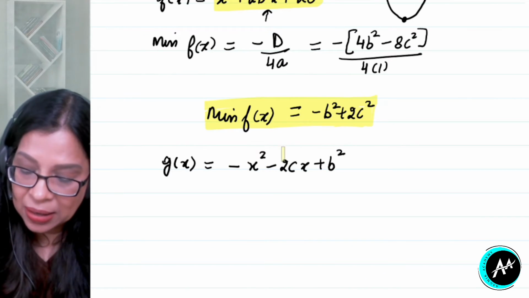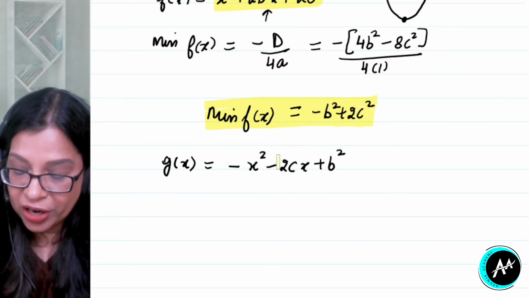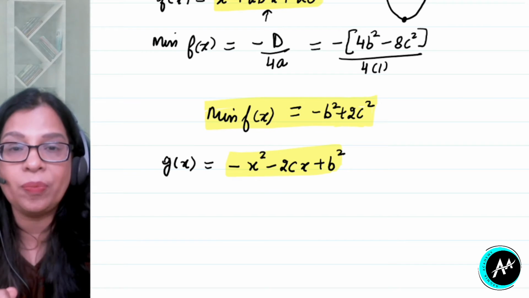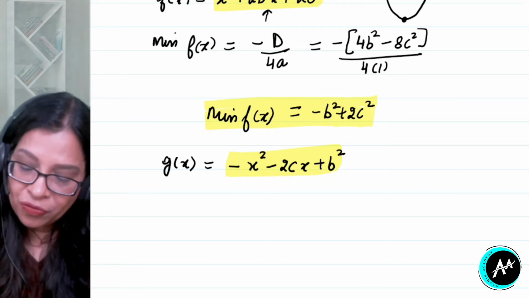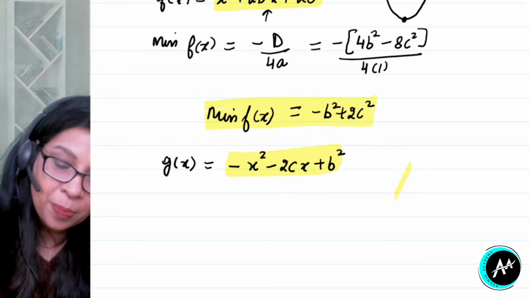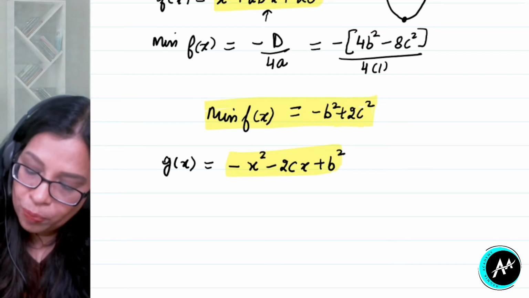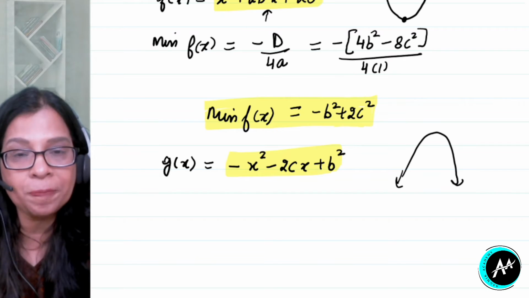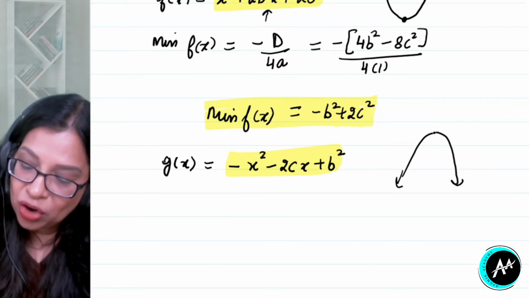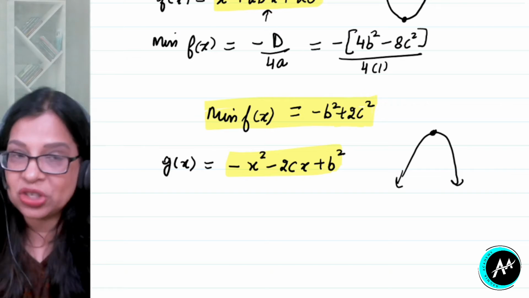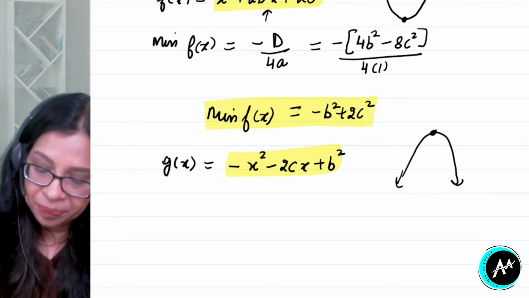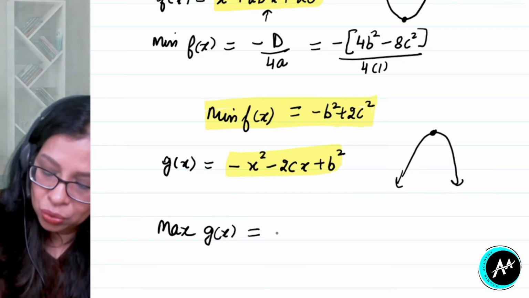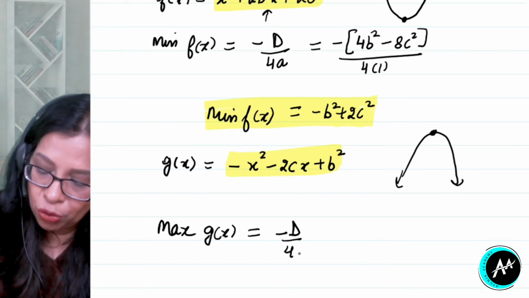As you can see, again it is a quadratic function, and the coefficient of x square now is negative. You know that if the coefficient of x square is negative, it represents a parabola opening downwards. So this is a downward parabola, and in this case we can obtain its maximum value, which is again minus D upon 4a. So maximum g(x) will be equal to minus D upon 4a.